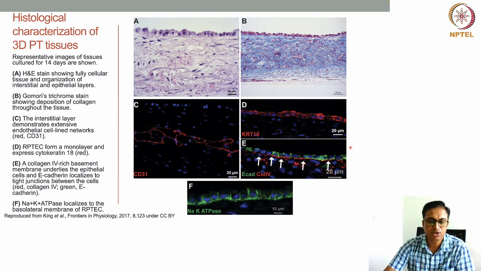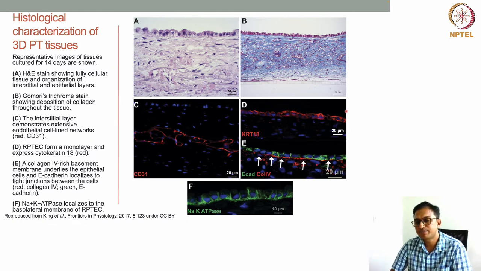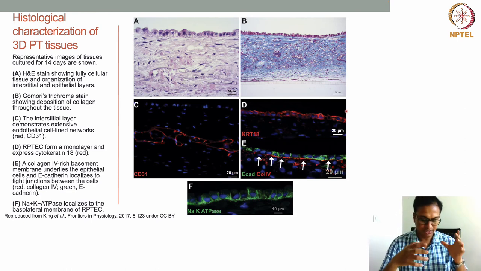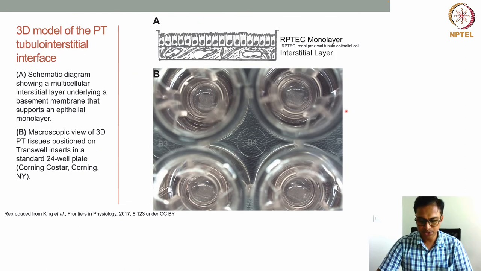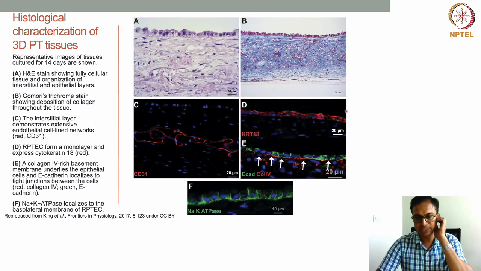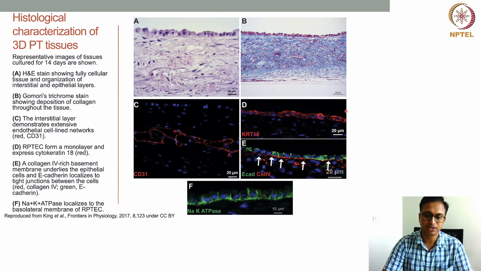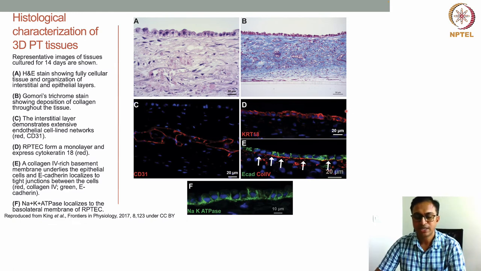So in this particular work they have tried to reproduce a proximal tubule and interstitial interface, and they have tried to see whether the physiological function of the 3D printed tissue can be re-established or not. And as I mentioned earlier, they used certain nephrotoxic drugs to find out whether the responses seen in the human body can also be seen in a bioprinted model. So this is another important study showing how a functional proximal tubule-interstitial tissue interface can be established with 3D bioprinting.